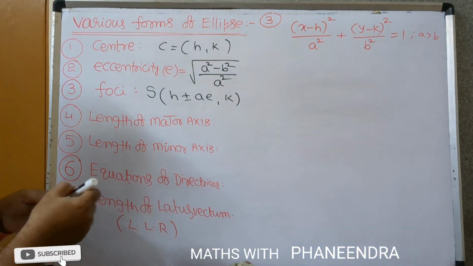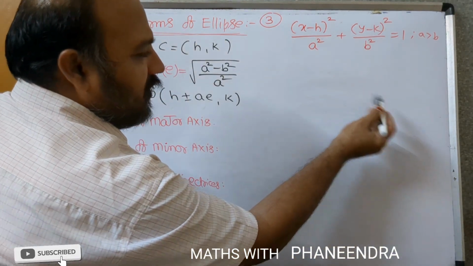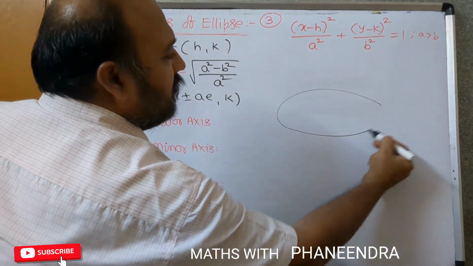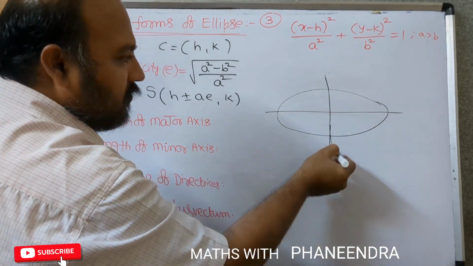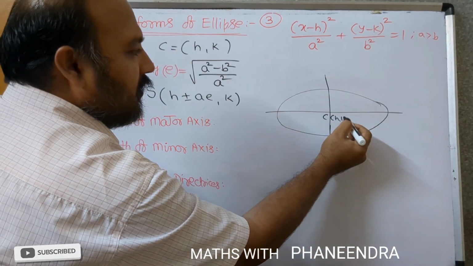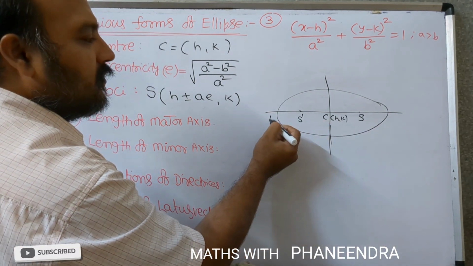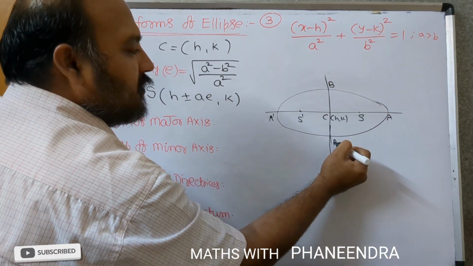The figure is also the same thing. We know how to draw the figure. Center h comma k, S dash, A dash, A, B, B dash.